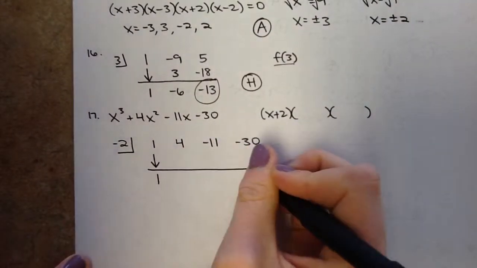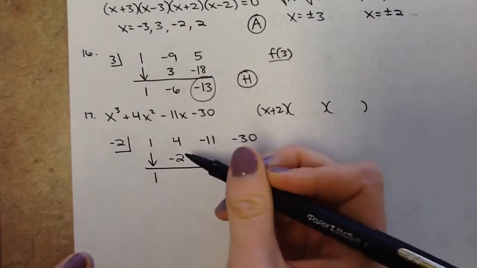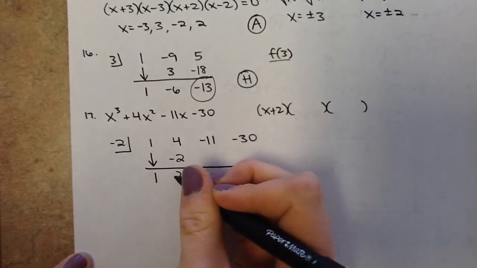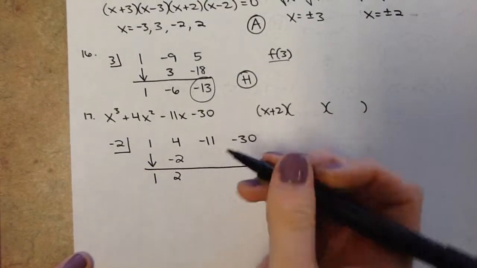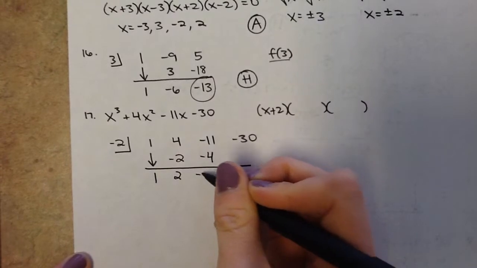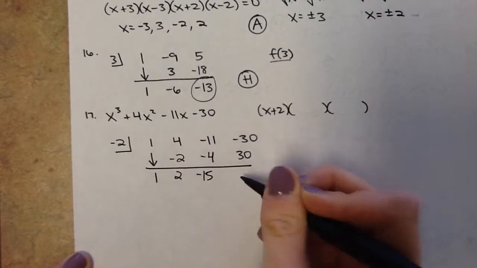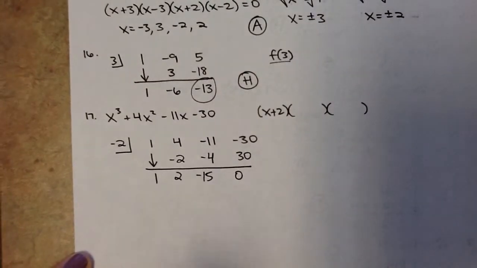Same process though. So multiply these two together and I get a -2. Add these two together and it leaves me with 2. Multiply 2 times -2 and I get -4. When I add these, it gives me -15. And finally, multiply these two together and I get 30. I'm supposed to get a remainder of 0 with these types of problems.